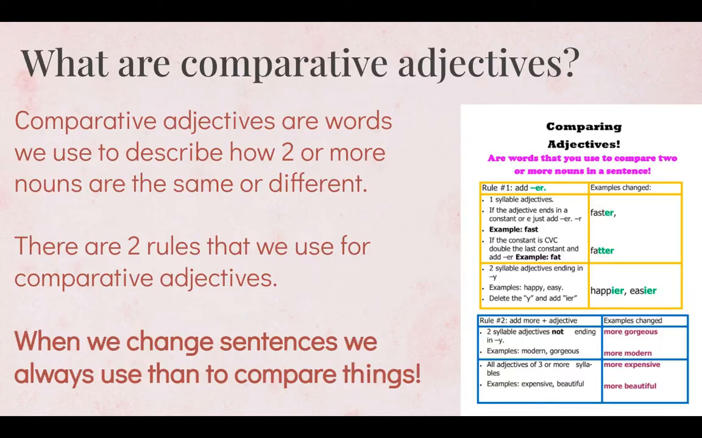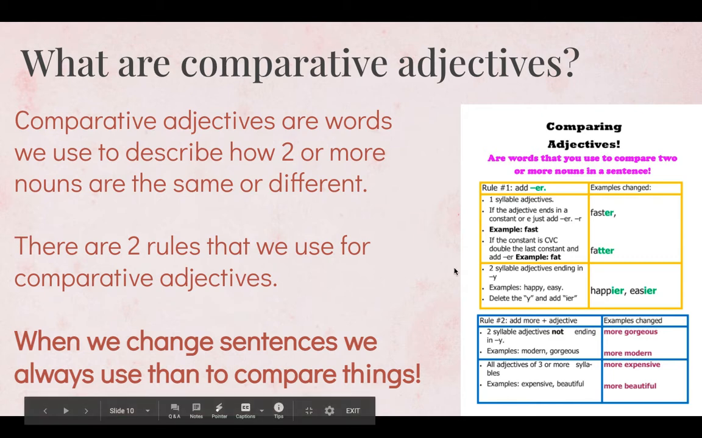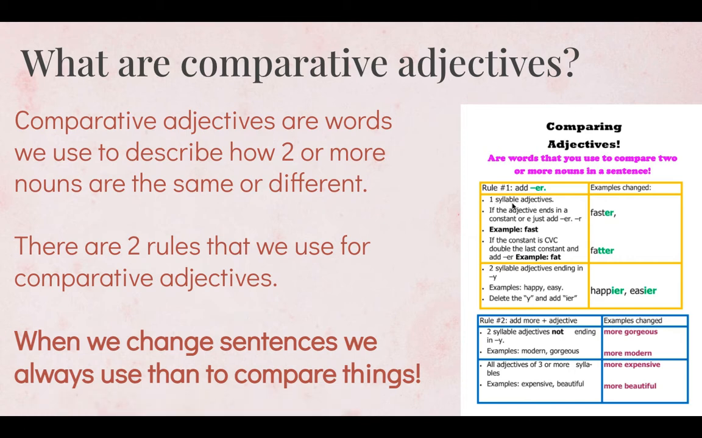So let's practice. Before that, let's go over the rules. Remember, rule number one is adding ER. When we have one syllable adjectives, we add ER to the end. So the word fast, it is one syllable, so I would just add ER. If the word is a consonant vowel consonant, like fat, we double the last consonant and add ER. When we have syllables ending in Y, we always change the Y and add IER. That is rule number one, adding ER.